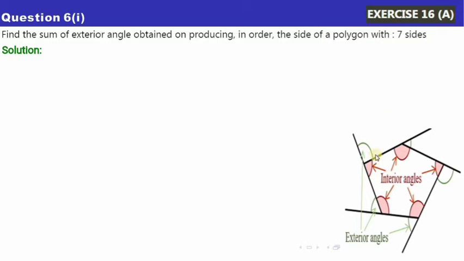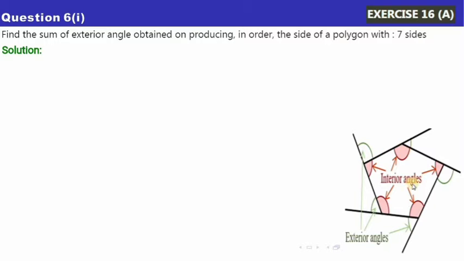For example, in this diagram, how many sides are there? We have 1, 2, 3, 4 and 5, isn't it? So there are exactly 5 sides. And how many interior angles are there? Let's count. 1, 2, 3, 4, 5. So we have got 5 interior angles, 5 sides.